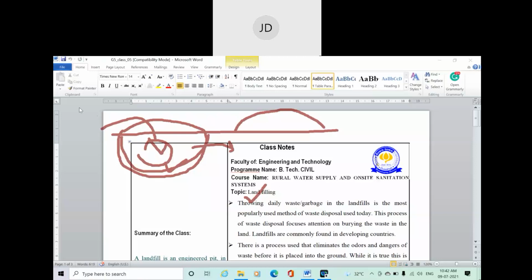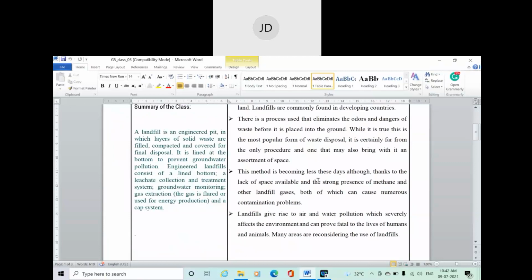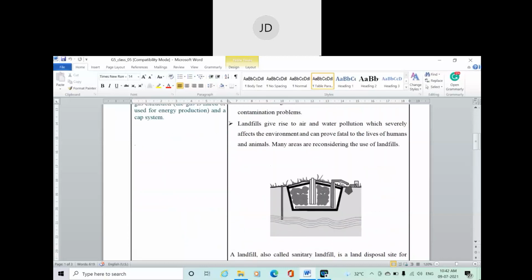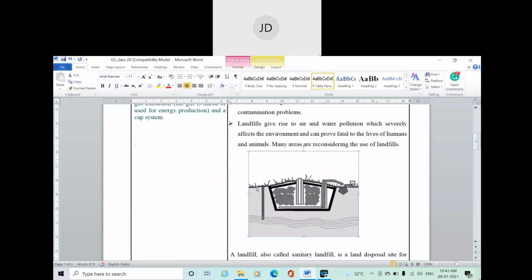Fine. Okay, so let's go to the notes then. So basically, in the basic definition of landfill, I'll show you the diagram first. You can see the diagram. When you Google it, you will find different types of drawings. It is a very simple form of drawing. So this is the general ground surface.